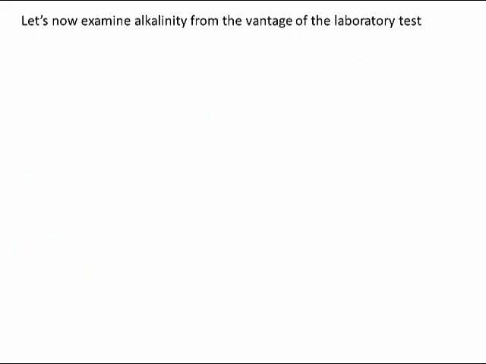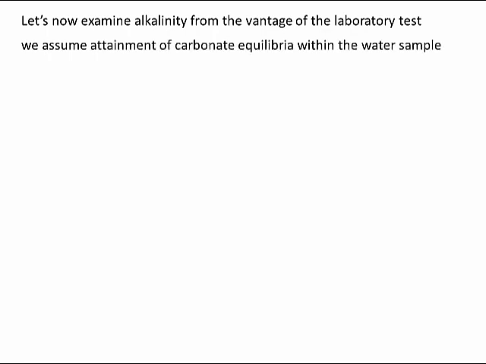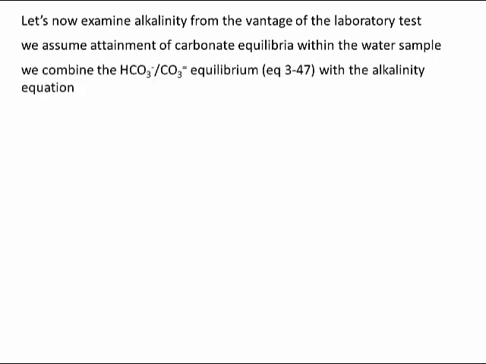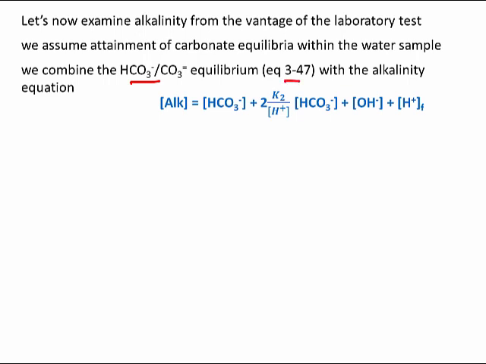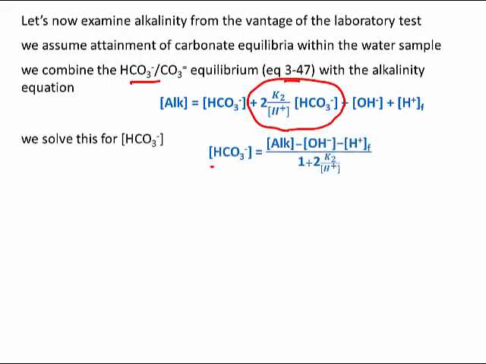So now let's examine alkalinity from the vantage of the laboratory test itself. We assume attainment of carbonate equilibrium within the water sample, both under initial and final conditions. We combine the bicarbonate-carbonate equilibrium, that's equation 3.47, with the alkalinity equation, and we find that we can write this with essentially a single unknown, the bicarbonate concentration. We solve this for bicarbonate in terms of alkalinity, hydroxide, final hydrogen ion concentration, and of course the relationship between bicarbonate and carbonate.